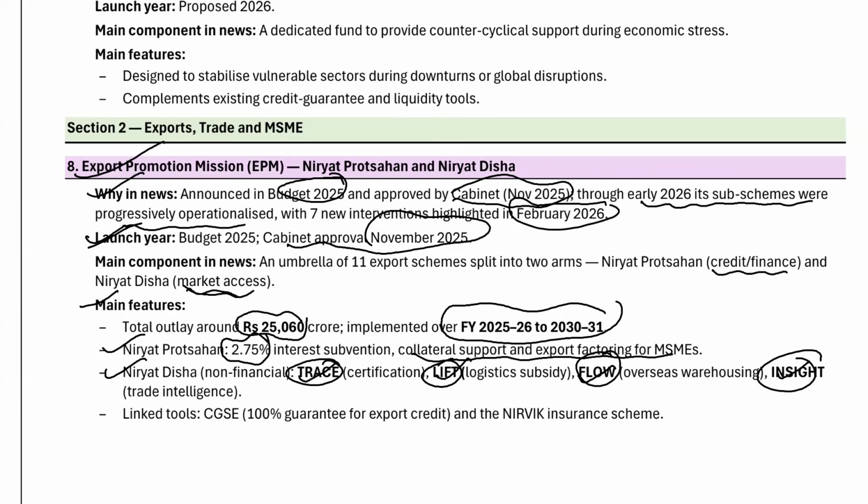It is providing a certification. Lift is logistic subsidy. Flow का मतलब overseas warehousing, and insight का मतलब trade intelligence. Is it clear? So it is linked to CGSE, that is credit guarantee for exports, and NIRVIC insurance scheme. So please try to understand ये trace, lift, flow, insight. Do watch the circular gist, उसमें आपको इसकी full forms मिल जाएंगे, please वहां लिख लेना.